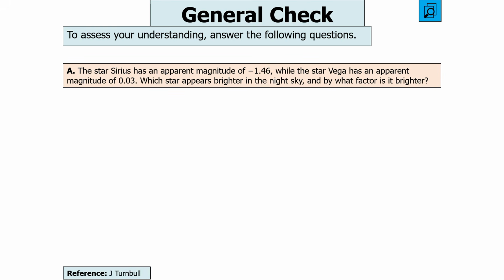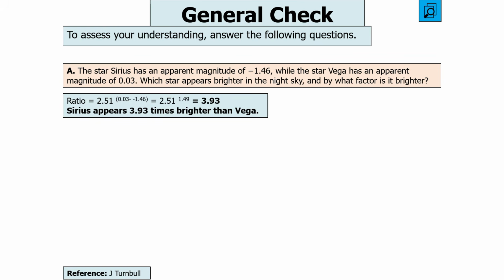The star Sirius has an apparent magnitude of minus 1.46, whilst the star Vega has an apparent magnitude of 0.03. Which star appears brighter in the night sky, and by what factor is it brighter? So we can tell straight away that Sirius is the brightest star, as it has a more negative apparent magnitude. To find the difference in brightness, you've got to do 2.51 to the difference in their magnitude values. So it's 2.51 to the 1.49, which is 3.93, so Sirius appears 3.93 times brighter than Vega.